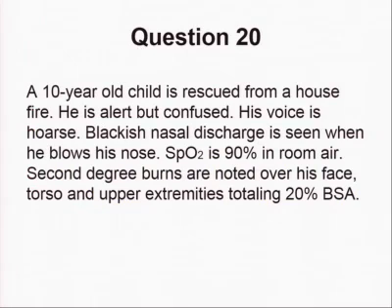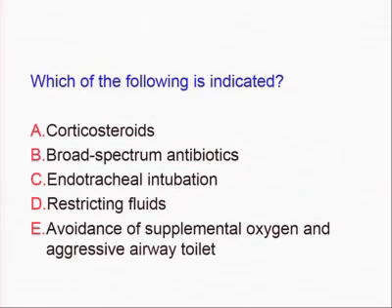Our last question. A 10-year-old child is rescued from a house fire. He's alert but confused. His voice is hoarse. Blackish nasal discharge is seen when he blows his nose. Oxygen saturations are 90% in room air. Second-degree burns are noted over his face, torso, and upper extremities, totaling 20% body surface area. Which of the following is indicated? Corticosteroids, broad-spectrum antibiotics, endotracheal intubation, restricting fluids, avoidance of supplemental oxygen, and aggressive airway toilet.